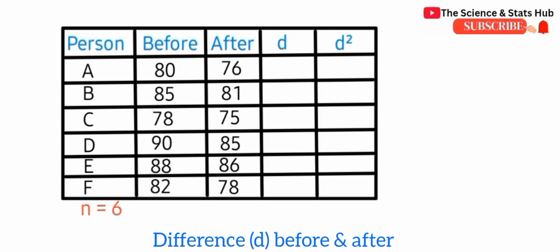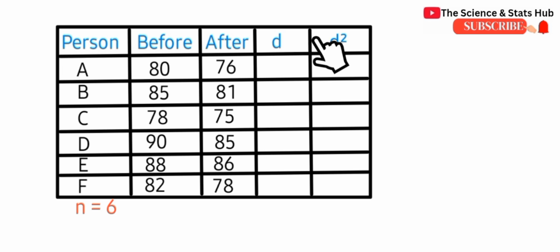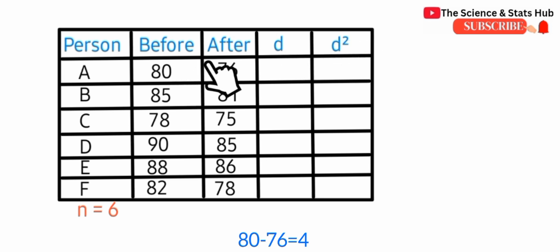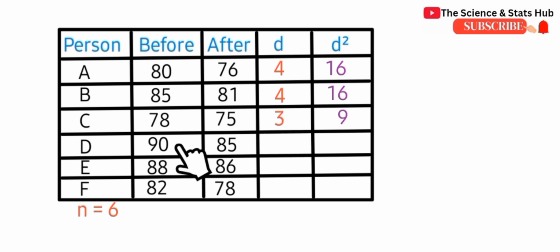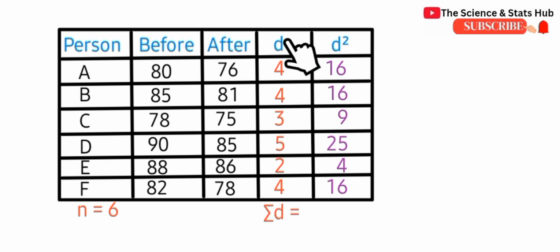Now let's get the before and after difference for each participant. We'll represent that with d, and we'll also get the square of d. 80 minus 76, so this square will be 4 squared. 85 minus 81, 4 squared. 78 minus 75, 3 squared. 90 minus 85, 5 squared. 88 minus 86, 2 squared. Lastly, 82 minus 78, and 4 squared is 16. Now let's sum the differences: 4 plus 4 plus 3 plus 5 plus 2 plus 4.